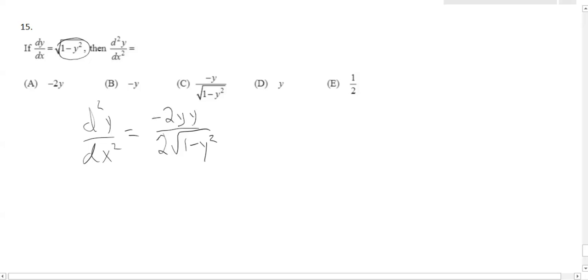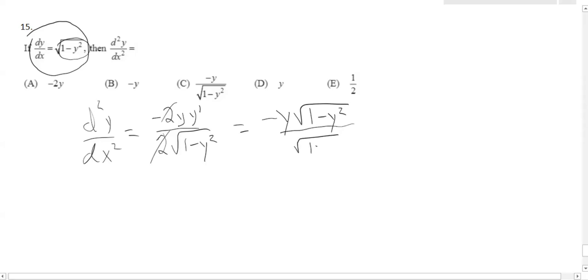-2y prime. Now that's none of the choices there, but if you look, we know what y prime is. It's the square root of 1 minus y squared. So I'll just plug that in. The 2's are going to cancel first off. So you have -y times the square root of 1 minus y squared over the square root of 1 minus y squared. Notice the roots are going to cancel and you have -y, which would be choice B for that one.